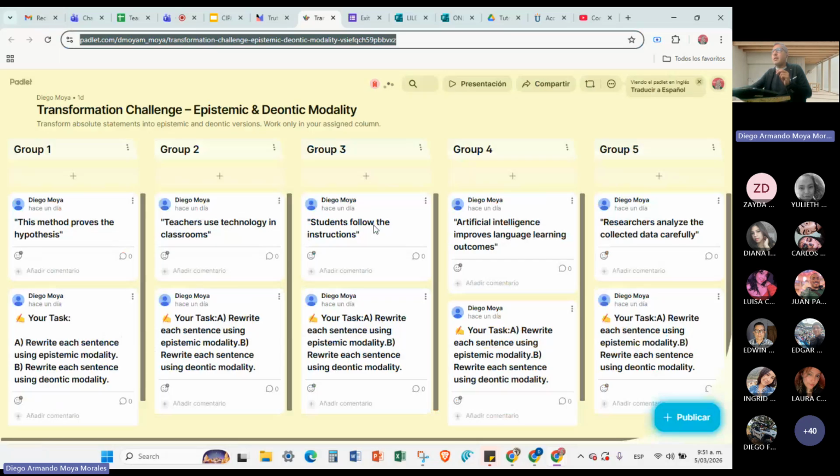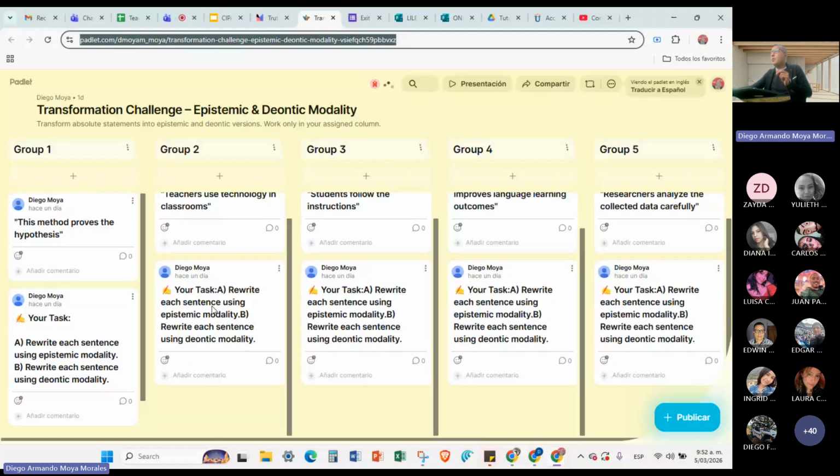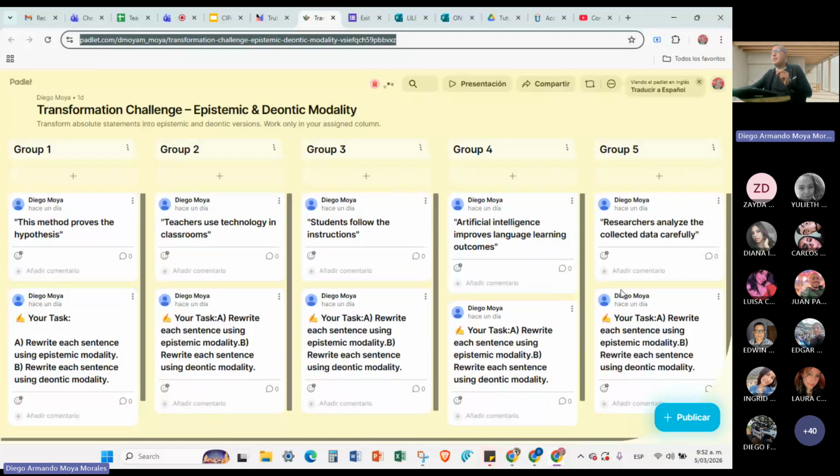Please access right here to this Padlet. I hope that you can. Basically the idea is that you join one group, take a look at the sentence. For example, group number 2, teachers use technology in classrooms. Yes, that is a general idea. How can you use the modal verbs to make it a possibility or to make it more like an obligation? All right. Let me know if you can join.